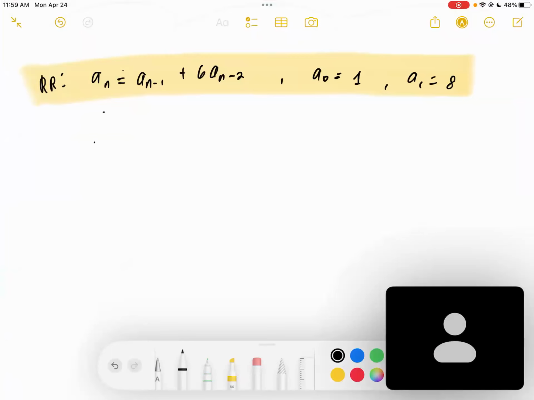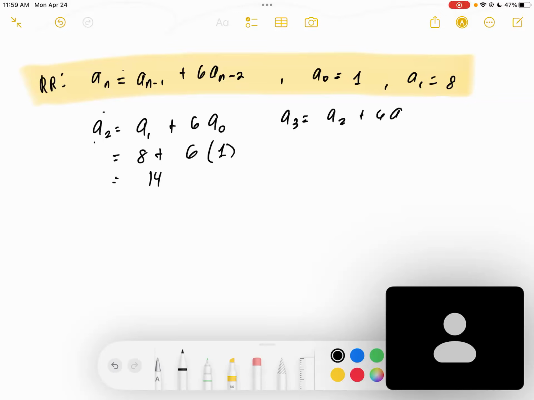Okay, so assuming that you want to find a sub 2, that means it is defined by a sub 1 plus 6 times a sub 0. We know that a sub 1 is 8 plus 6 times a sub 0, which is 1. So this will be equivalent to 14. And for a sub 3, we have a sub 2 plus 6 times a sub 1. So a sub 2 is equal to 14 plus 6 times a sub 1, which is equal to 8. So this will be equal to 62.